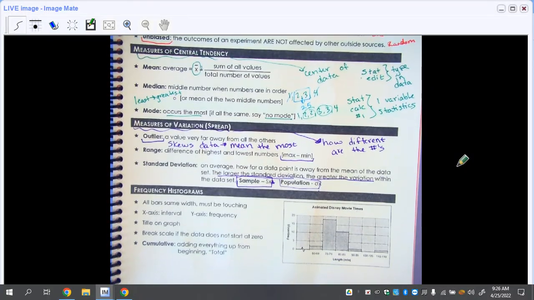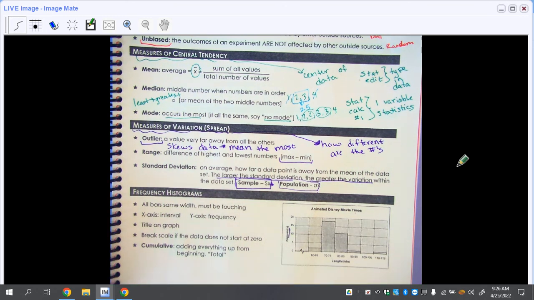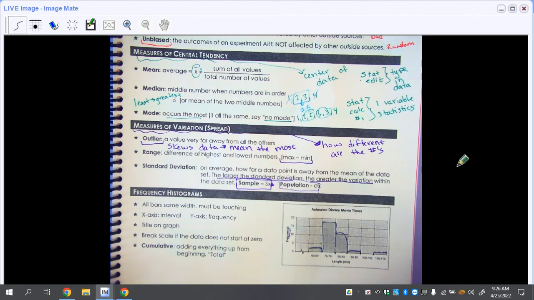And then our last thing on this one, talking about histograms. So this is our frequency histogram here. If we take a look at all of the pieces, here talks about your frequency. Here is your measurement. These bars are always the same exact width. If they are not, then it is not a frequency histogram.